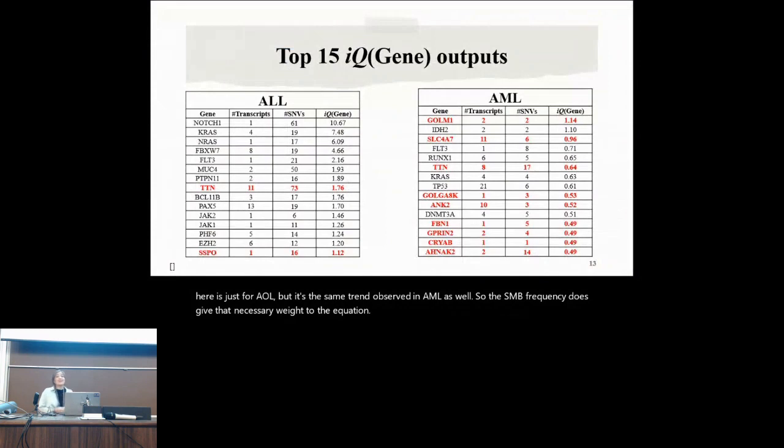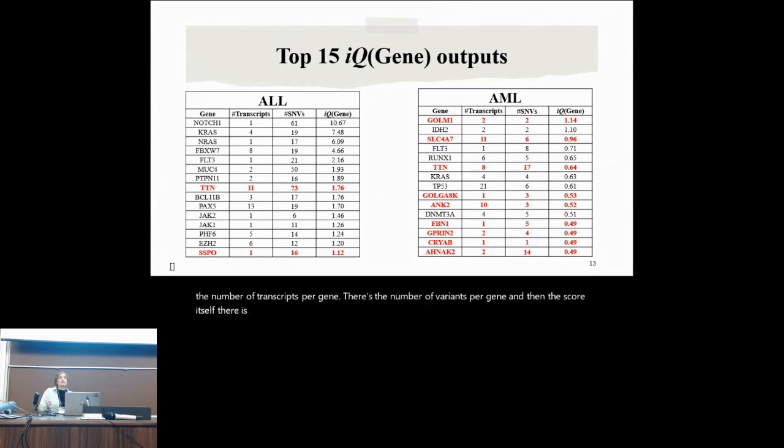So we have thousands of genes, as you see, but I won't list all of those. I will show you the top 15. These are the top 15 IQ gene scores for both ALL and AML. Now, in red are the ones that are novel, or the ones that aren't found in any published literature. Those are the ones that we want to take a deeper dive into. As you can see, there's the transcript level, or the number of transcripts per gene, the number of variants per gene, and then the score itself.